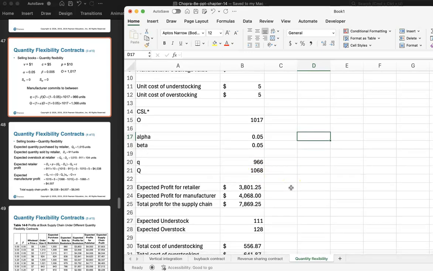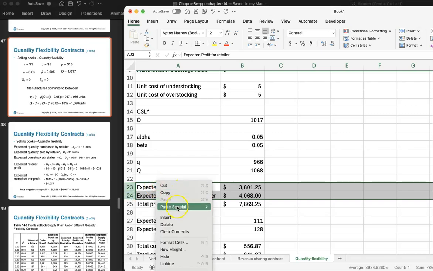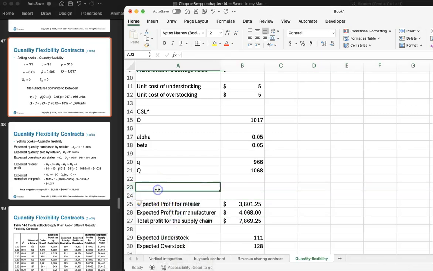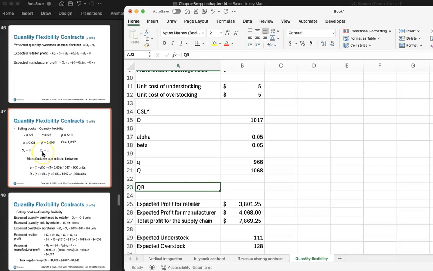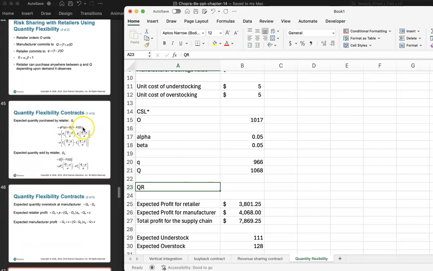Now, once we have lowercase q and capital Q, we have to now calculate other numbers. The next number that we're going to calculate is QR. So QR is the actual number of items that are purchased by the retailer. So we can calculate the value of QR using this formula right here. So let's do that.